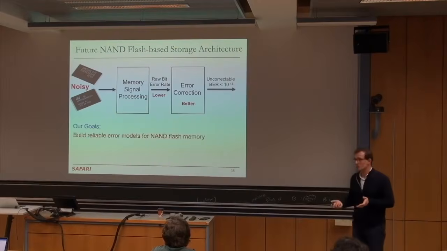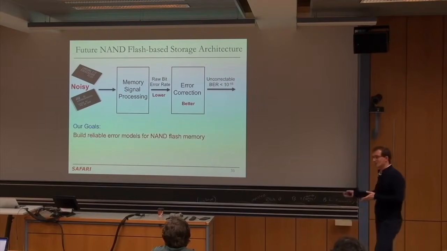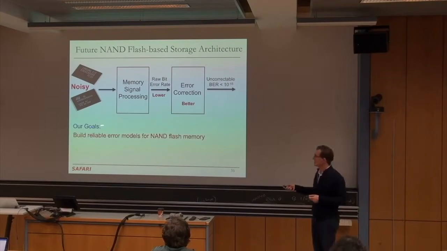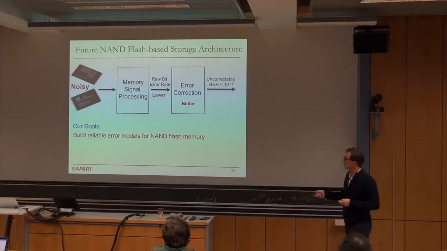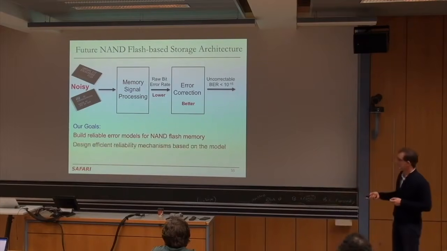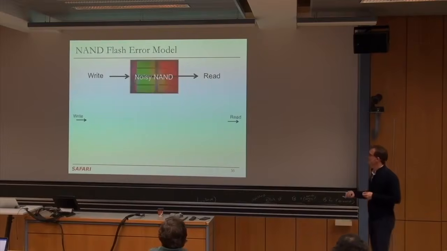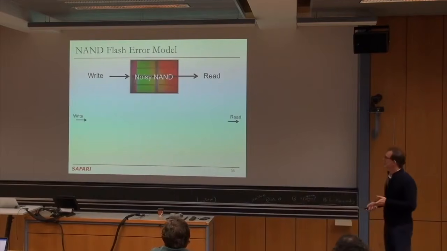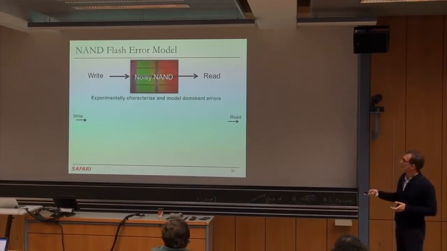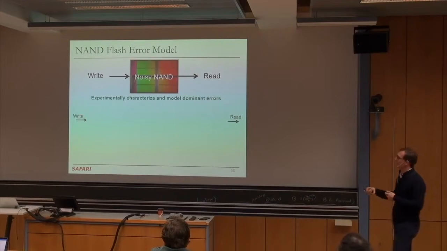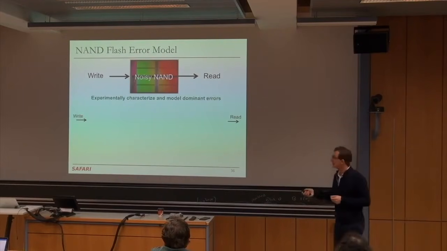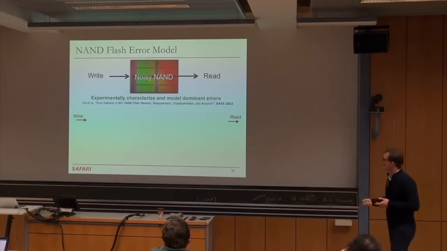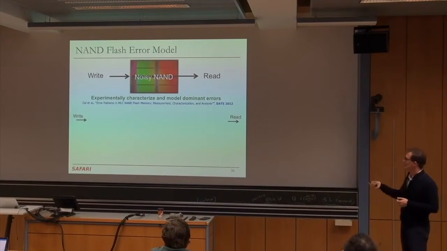So how do you actually do this? First, you need to understand. As I said earlier, for DRAM, you want to be able to understand. You want to build reliable error models for NAND flash memory. And you want to design efficient reliability mechanisms based on the models. Let's take a look at what happens to a flash cell over its lifetime. So first of all, you write into it. What we wanted to do was to experiment to characterize and model dominant errors. So what are those dominant errors? And this is the first paper that I'm going to describe, which was published in 2012.